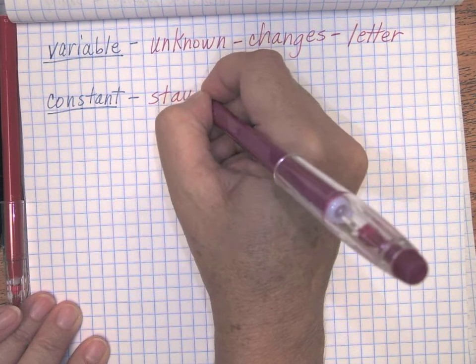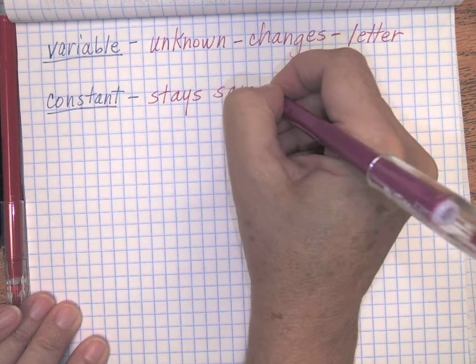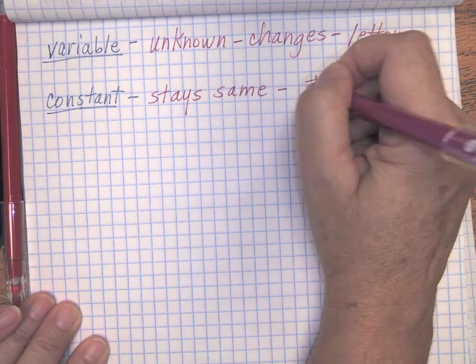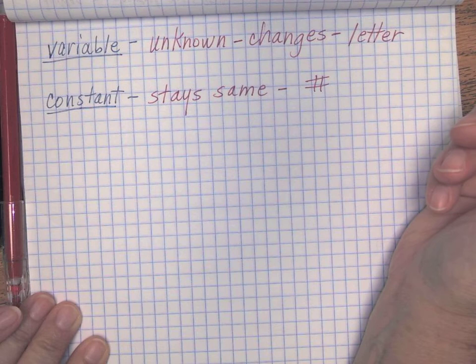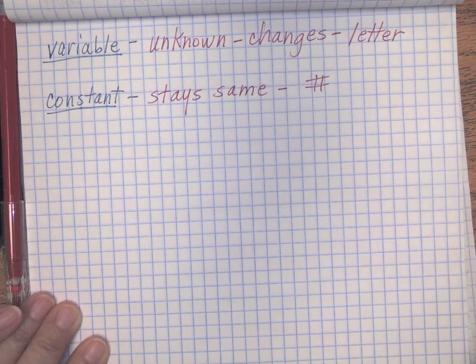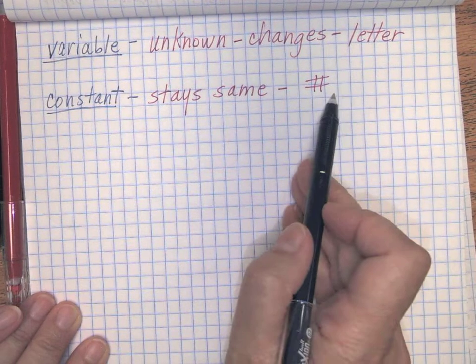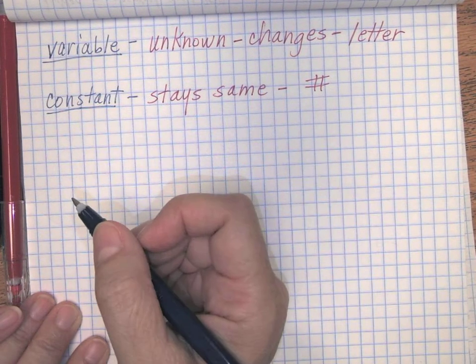The constant, however, what does constant mean? Constant means it stays the same. So it doesn't change. So it's a number. 2 always means 2. 5 always means 5. Always means the same thing. The number is the constant, the letter is the variable.